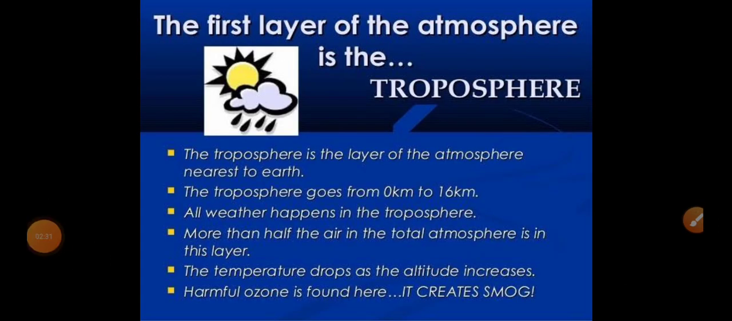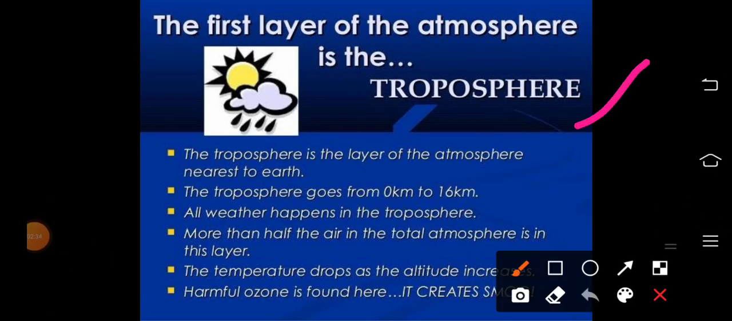So the first layer of the atmosphere is the troposphere. I mentioned it earlier, isn't it? This layer of the atmosphere is nearest to the Earth, and it goes from 0 to 16 kilometers. Roughly, we can say the average height or extension of this layer is 10 to 12 kilometers from the Earth's surface. Then one important thing about this layer is all weather happens in the troposphere.